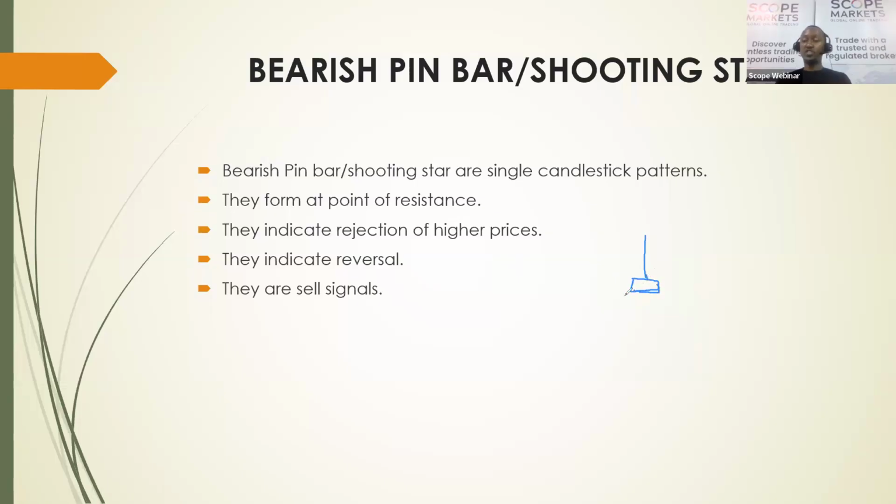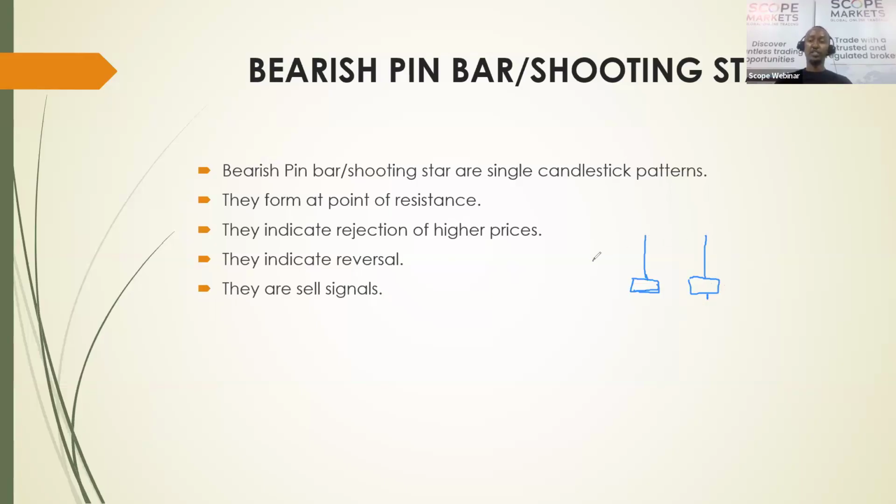So the difference between this and the gravestone doji is that with the gravestone doji, the opening price and the closing price are equal. But with this one, the opening price and the closing price are not equal. And now you can see the body of that candlestick. We have a small body. Also, we can have it in this manner. You can have it in this form, a small body, and then a small wick at the bottom. But what makes the bearish pin bar interesting is the fact that we have these long wicks from the top.